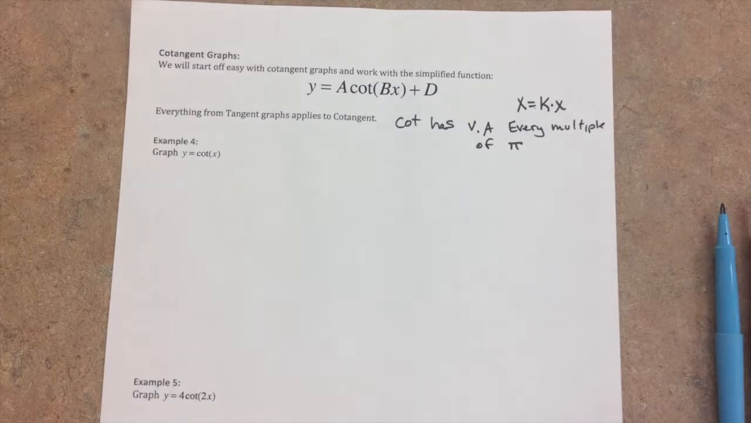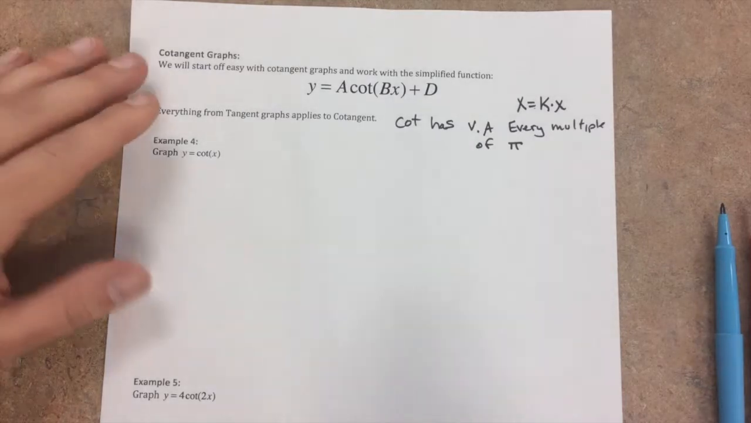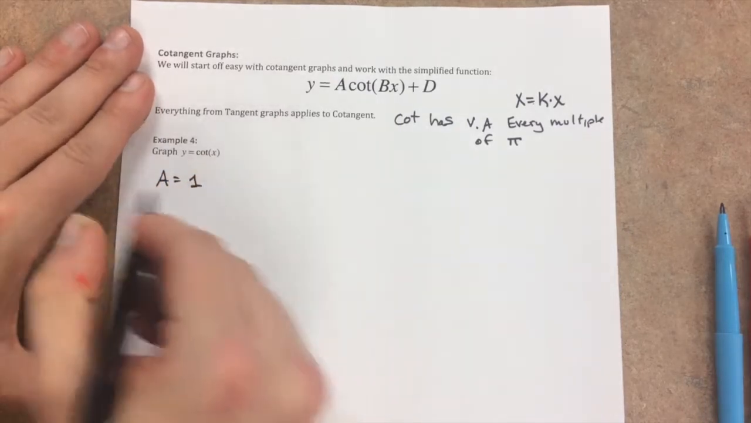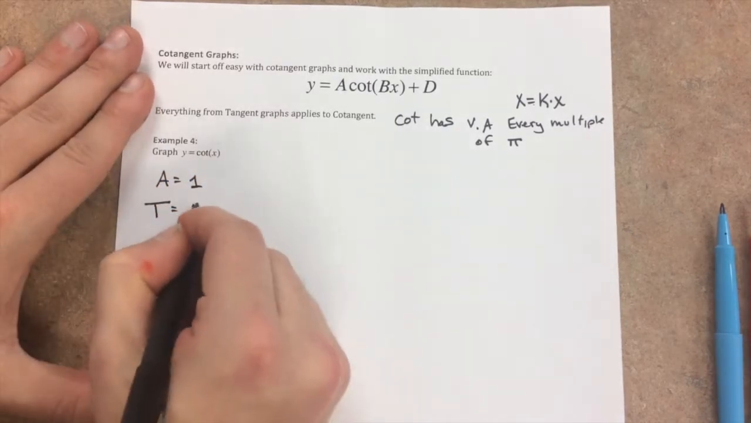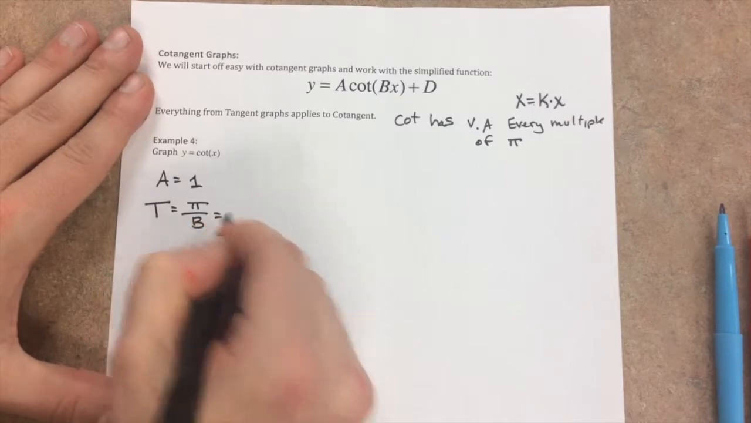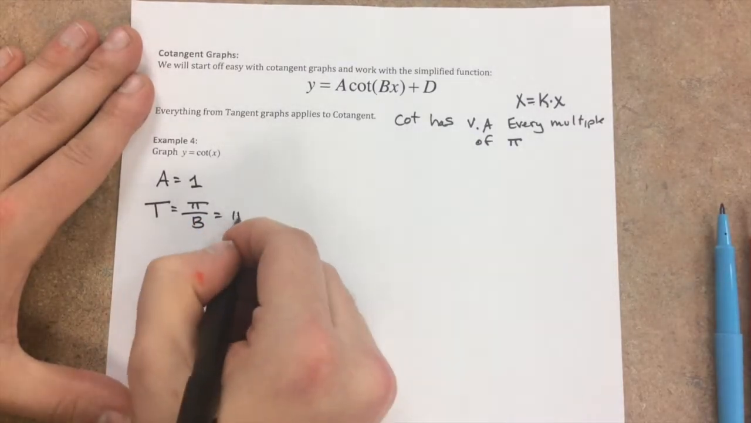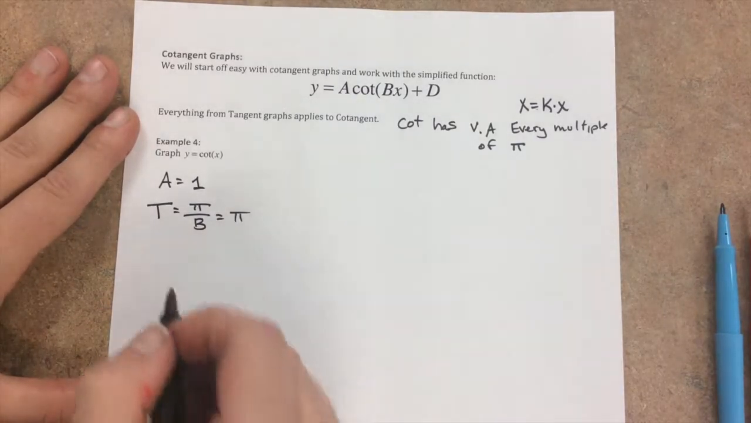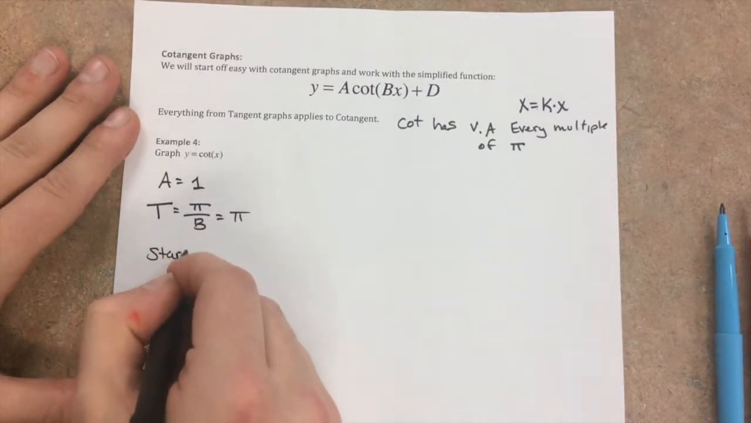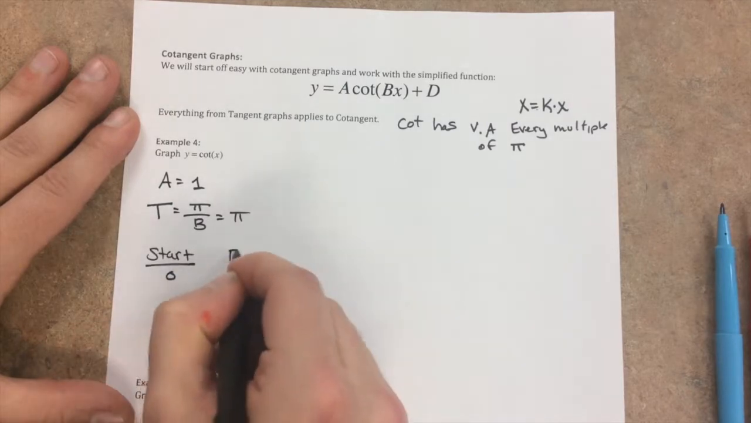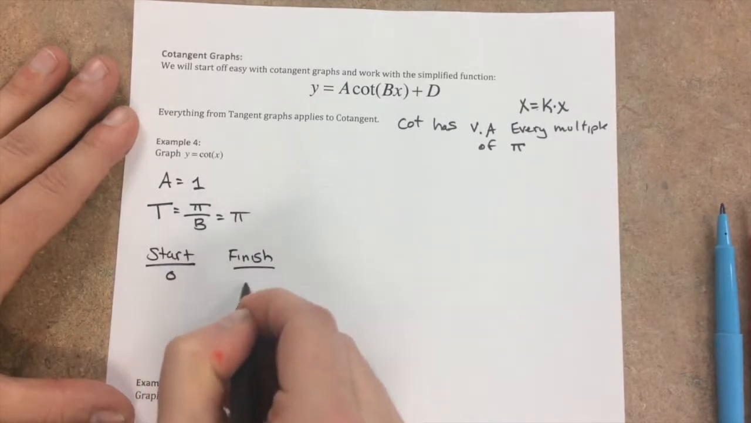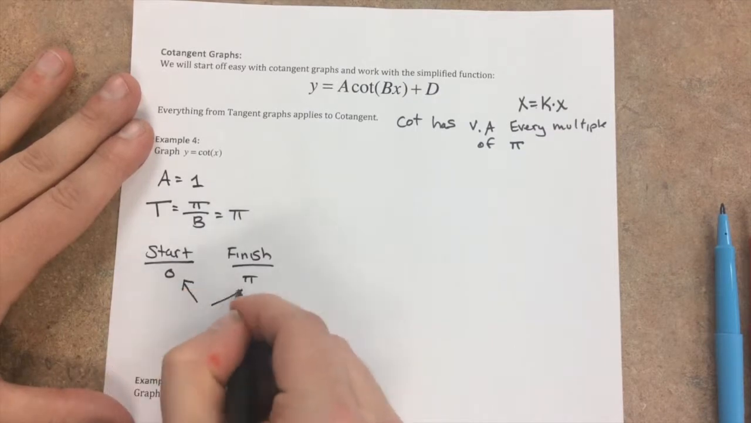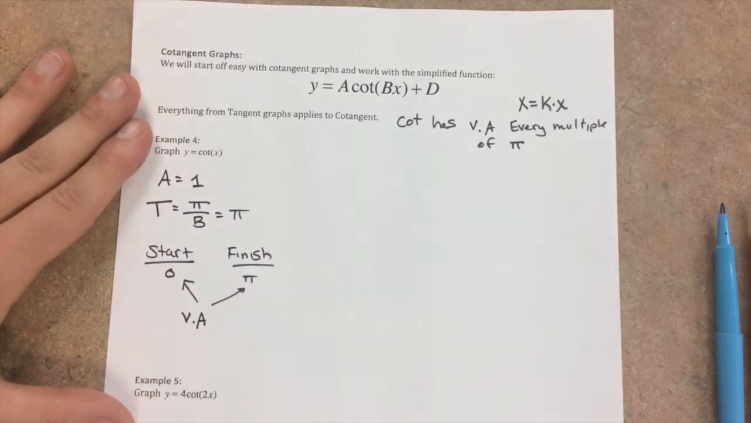Cotangent is the nicer of the two functions. So, like always, our amplitude, we're going to look here, is 1. Our period for tangents is always going to be pi over b. So this is just pi. And so because cotangent is nice, we can just say start at 0, finish at pi. And what I mean by that, both of these are vertical asymptotes.